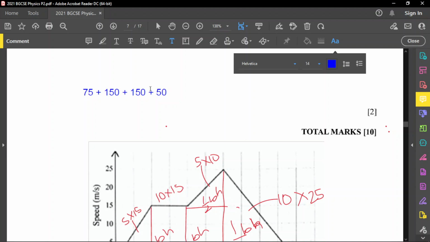And then we have another one here, which is 10 times 25. All right, so 10 times 25 is 250. So plus 250. So we have 75, 150, another 150, 50, 250.